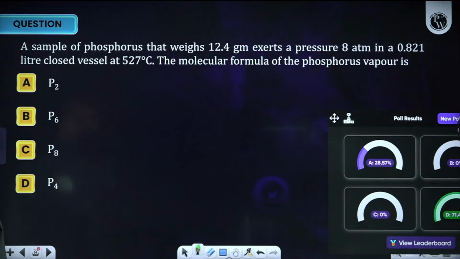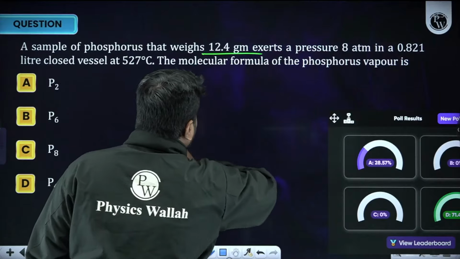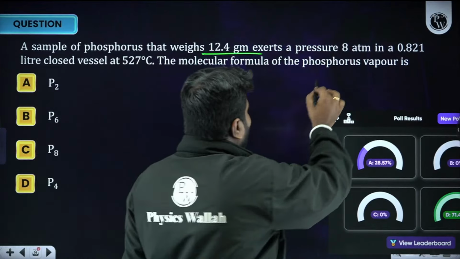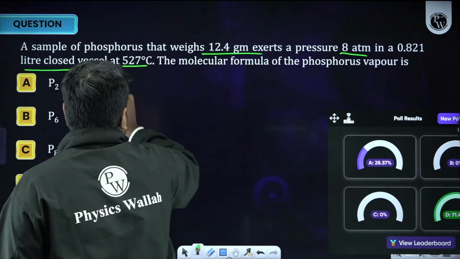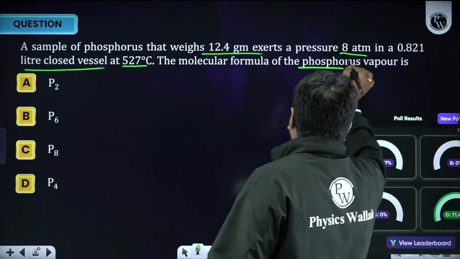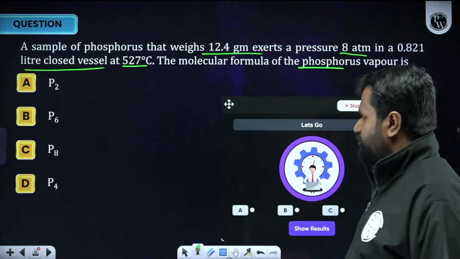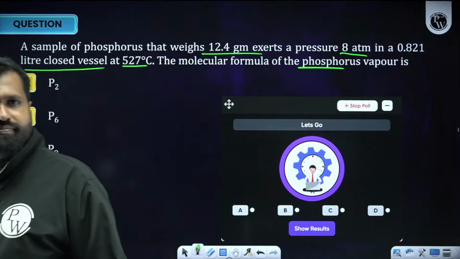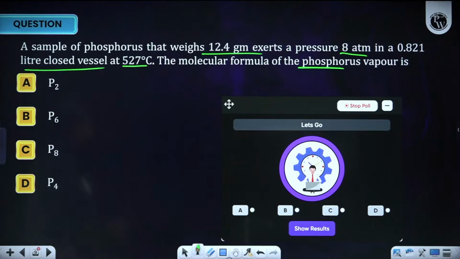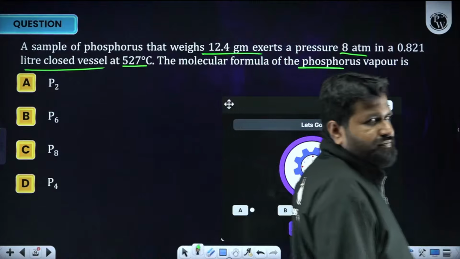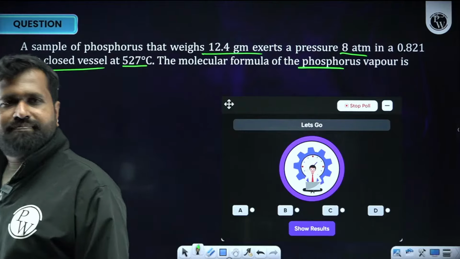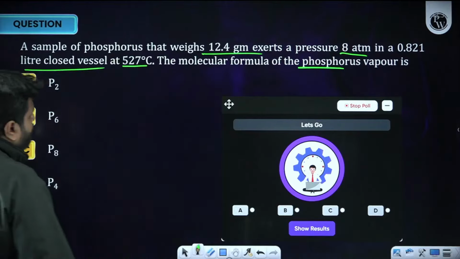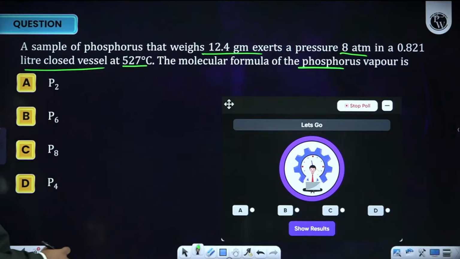A sample of phosphorus that weighs 12.4 gram exerts a pressure of 8 atm in a 0.821 liter closed vessel at this temperature. Find the molecular formula of the phosphorus. Very simple question. How can we solve this particular question?